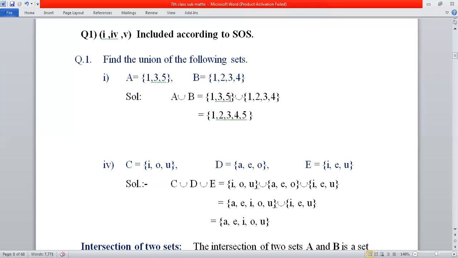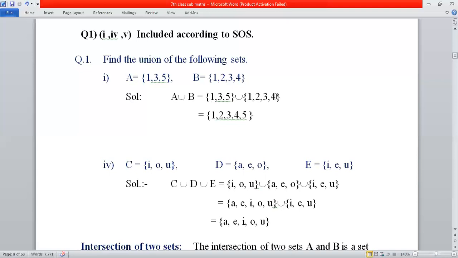In place of A we write set A, in place of union we write union, and in place of B we write set B. So that will be equal to all the elements which are present in A and all the elements which are present in B. They will come in the answer.